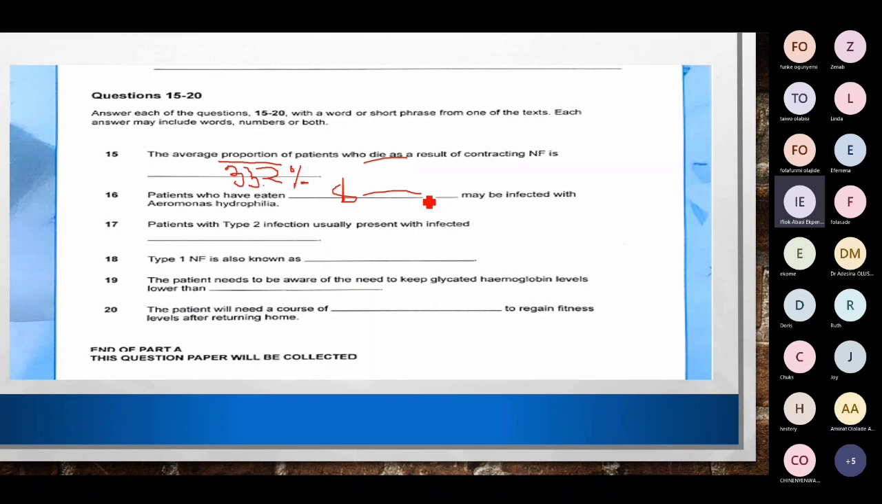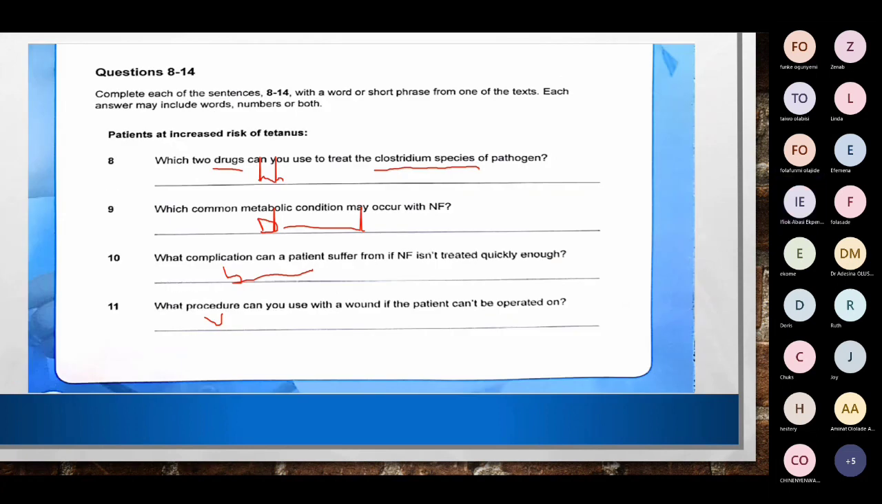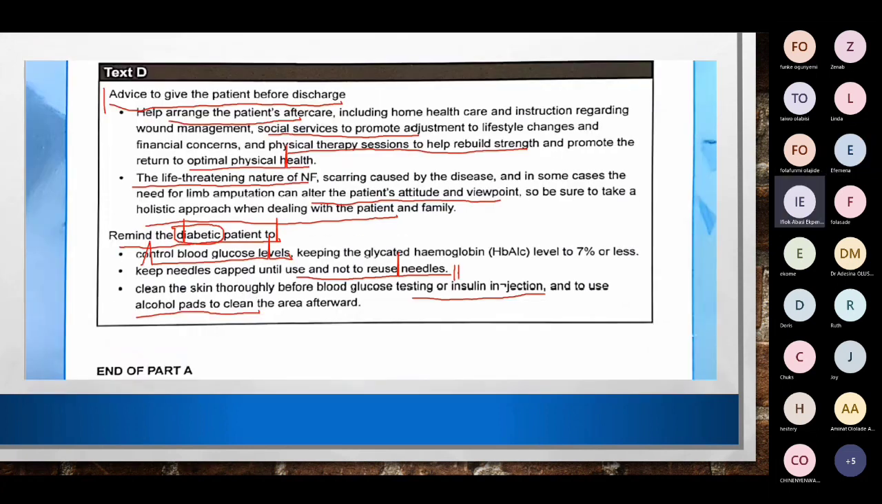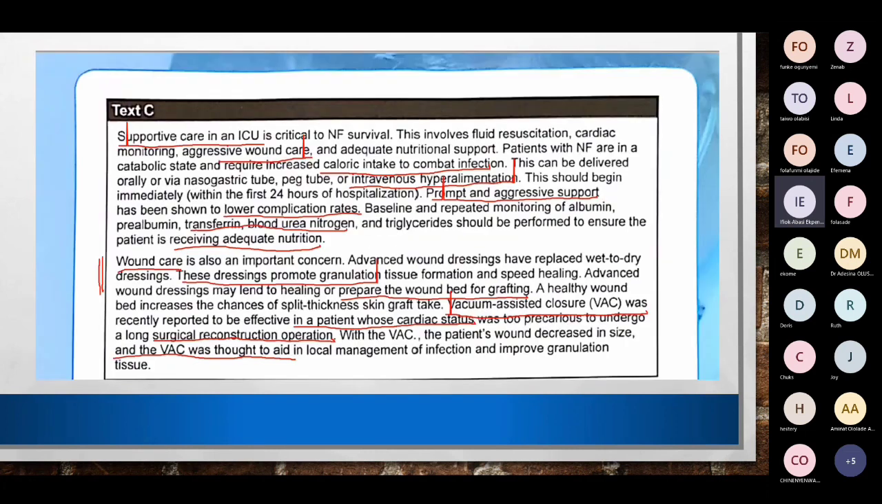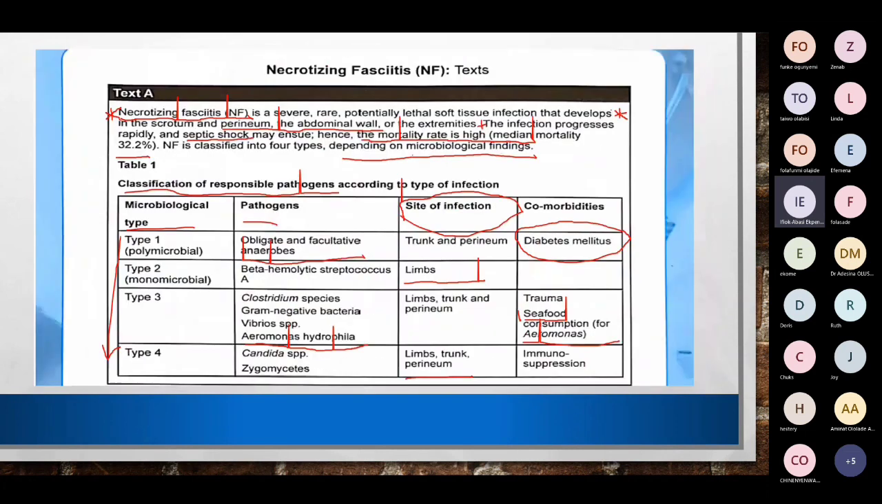Now, the next thing is patients with type 2 infection usually present with infected what? It sounds like the same impacts. Text A. So now we are looking for type 2. Type 2 patients are infected with what? So we are back here. Type 2 patients, we have seen type 2, which is, in brackets, monomicrobial. This is the beta-hemolytic streptococcus pathogen.